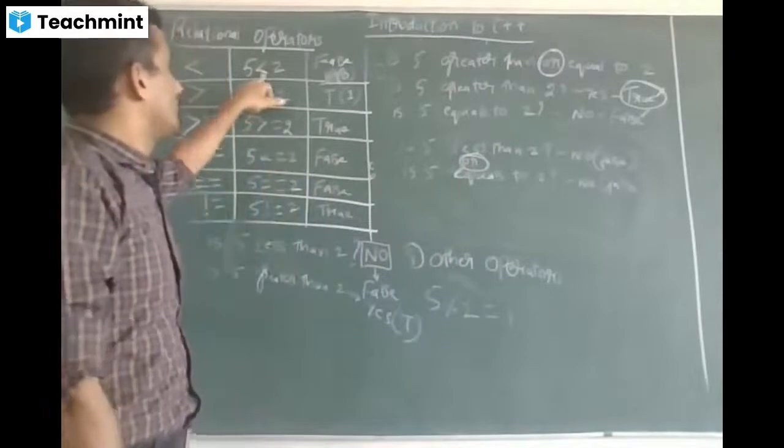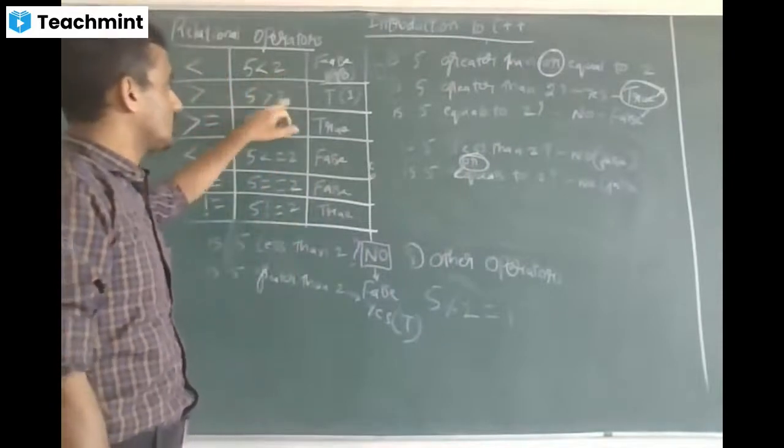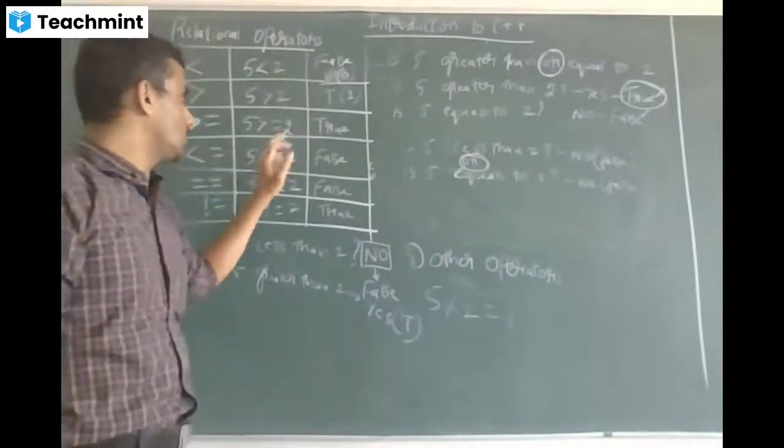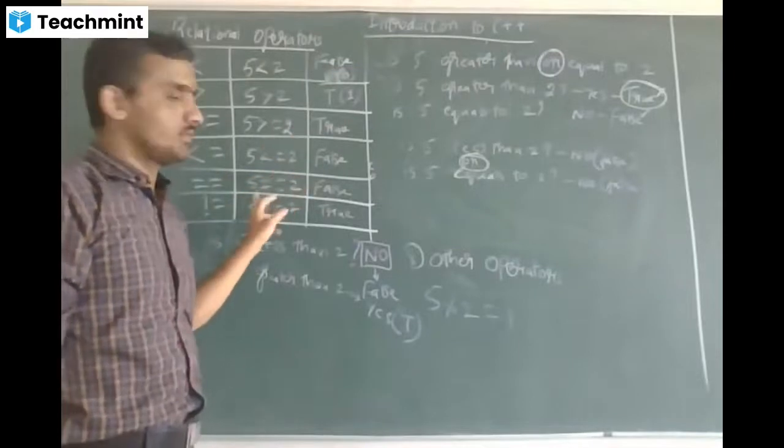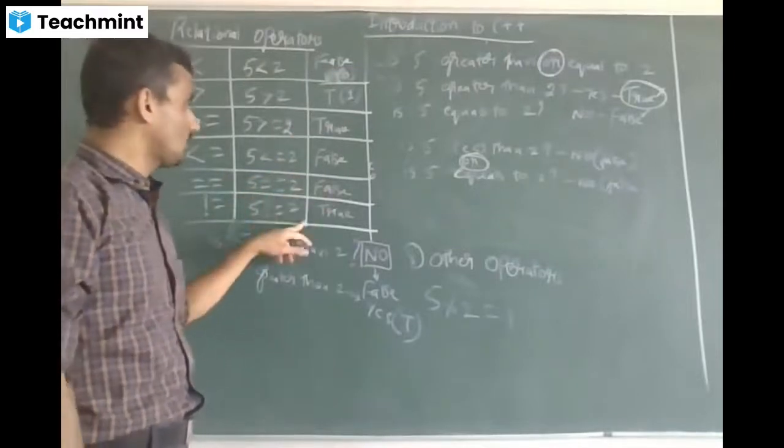Okay. So 5 less than 2, false. 5 greater than 2, true. 5 greater than or equals to 2, true. 5 less than or equals to 2, false. 5 equals to 2, false. 5 not equals to 2, true.